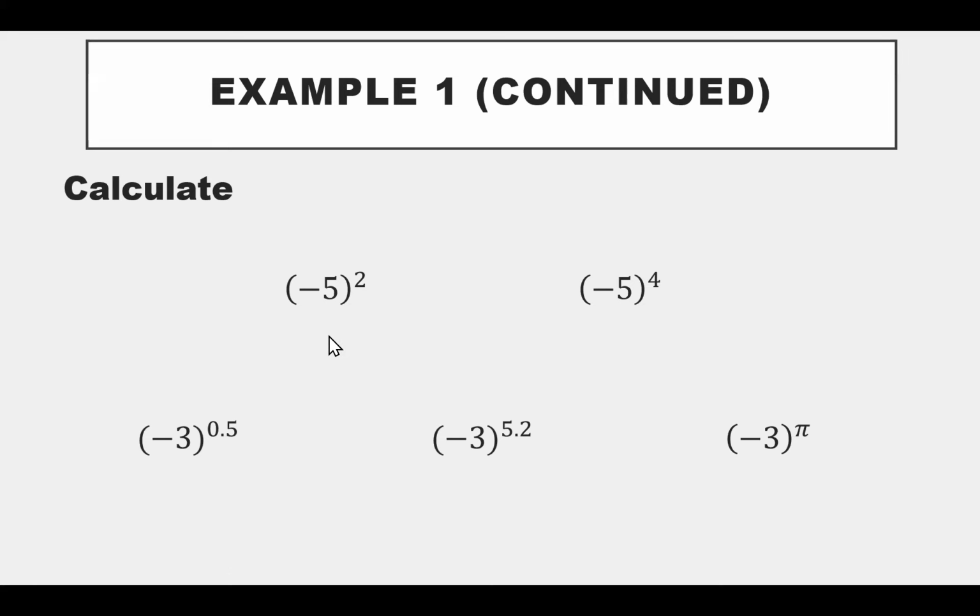Now, in all of those previous cases, our base number was a positive number. What if we had a base number which was a negative? Well, if our base is negative, that's going to be okay if we raise it to the second power or the fourth power or even the 17th power. But what's going to happen when I raise it to the 0.5 power? What's going to happen when I raise it to the 5.2 power or to the pi power? Let's calculate these on our calculator.